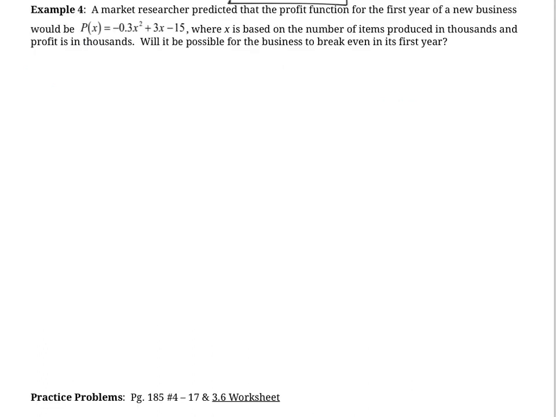So for our last example, we have a business example. It says a market researcher predicted that the profit function for the first year of a new business would be this here. So we have profit is equal to this quadratic equation, where x is based on the number of items produced in thousands, and profit is also in thousands. So would it be possible for the business to break even in its first year?